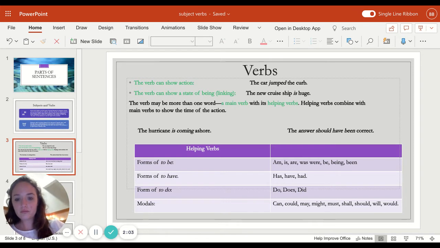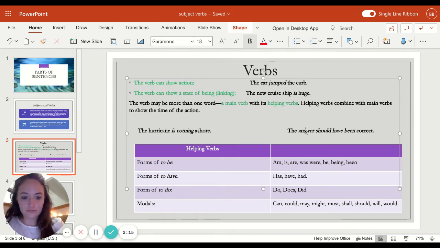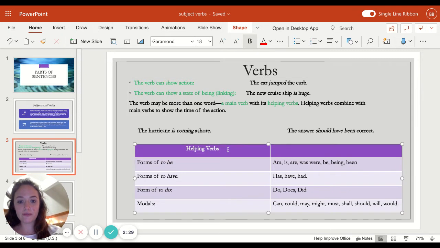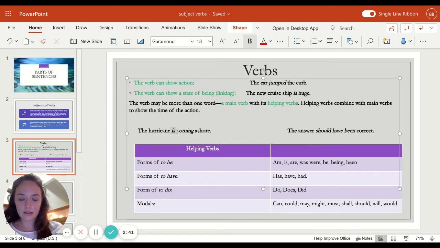Okay, so for example, the hurricane is coming ashore. The answer should have been correct. Oops. So should have been, those are both is coming. That's a helping verb. And then should have been, state of being, right? So helping verbs, basically the purpose of helping verbs is to show tense. So the hurricane is coming ashore. So we have the is and then coming. So a form of to be.